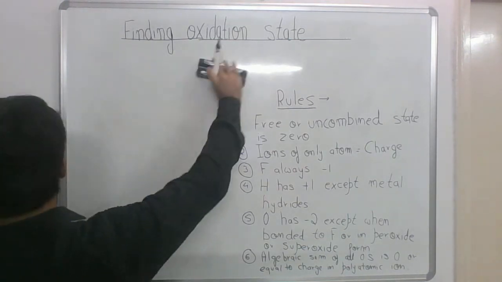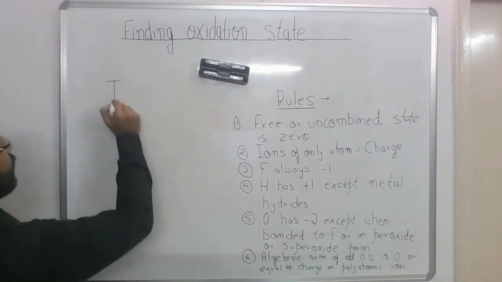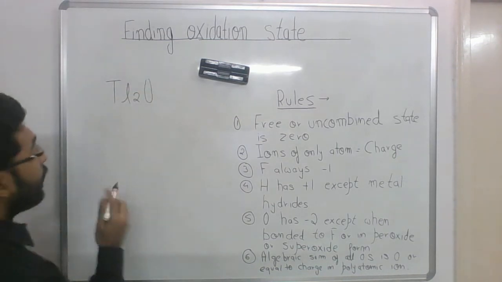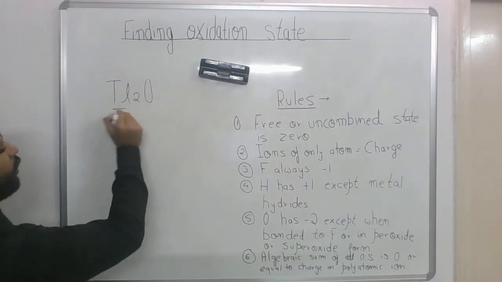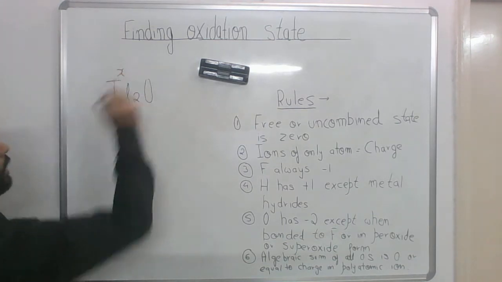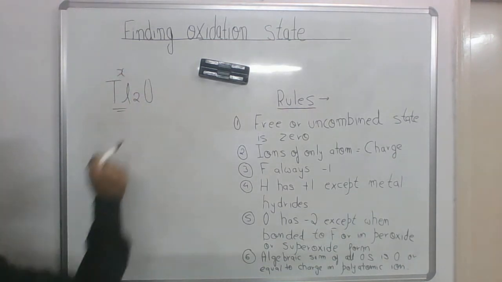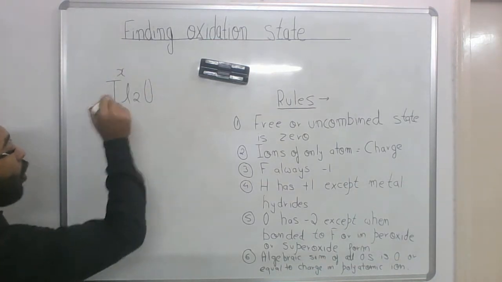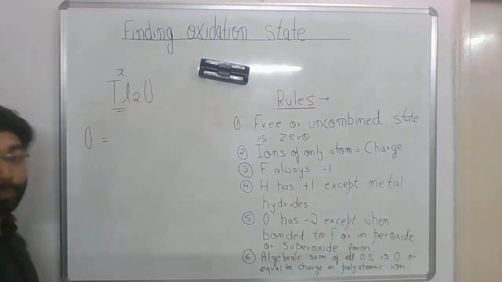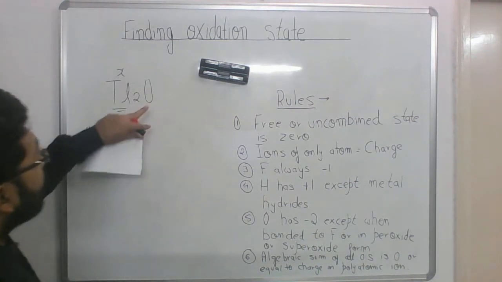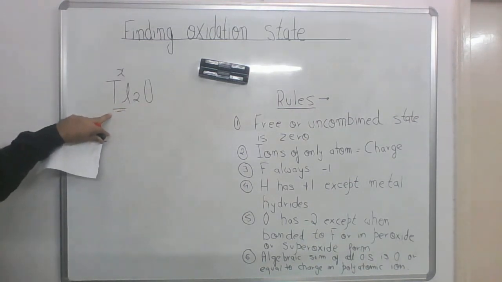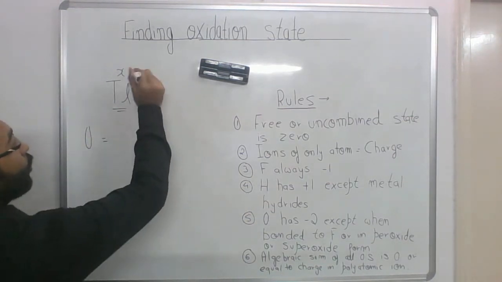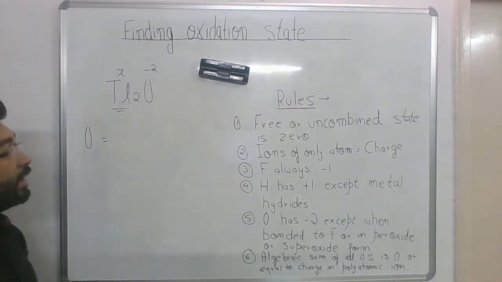Now let's take another example, Tl2O. In this we have to find the oxidation state of Tl. Let it be X. Since this is not a polyatomic ion, the net sum of all formal charges will be 0. Since oxygen is neither bonded to a fluorine atom, nor is it in peroxide or superoxide form, oxygen will have a formal charge of minus 2.